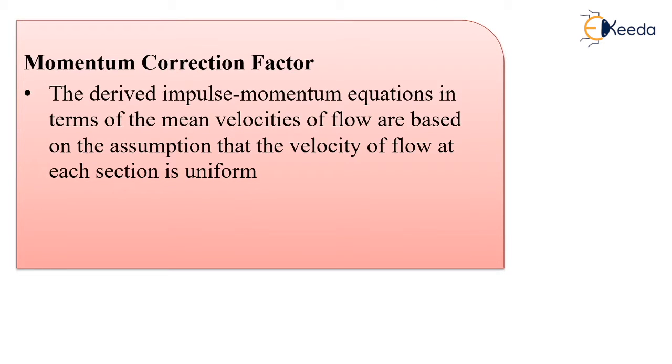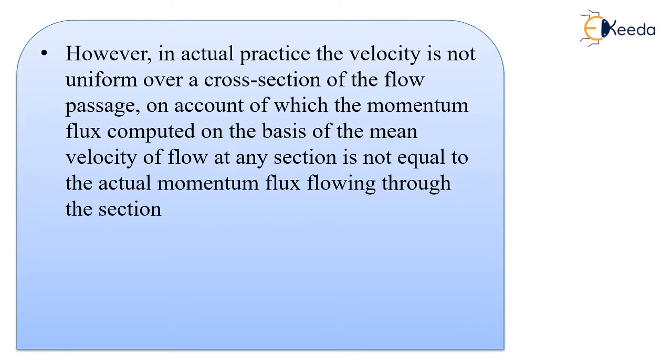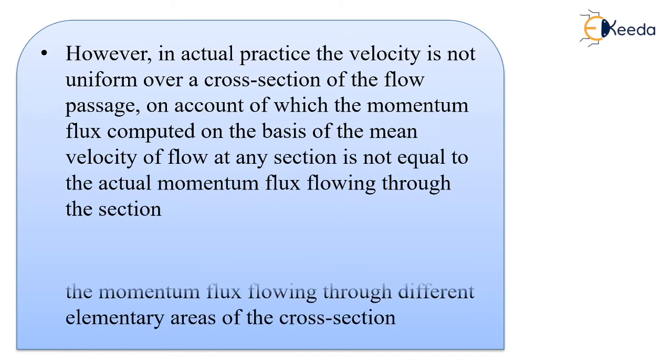The derived impulse momentum equations in terms of mean velocities of the flow are based on the assumption that the velocity of the flow at each section is uniform. That is, the velocity is the same at different points on the same section. However, in actual practice, the velocity is not uniform all over the cross section of the flow passage, on account of which the momentum flux computed on the basis of the mean velocity of the flow at any section is not equal to the actual momentum flux flowing through the section.